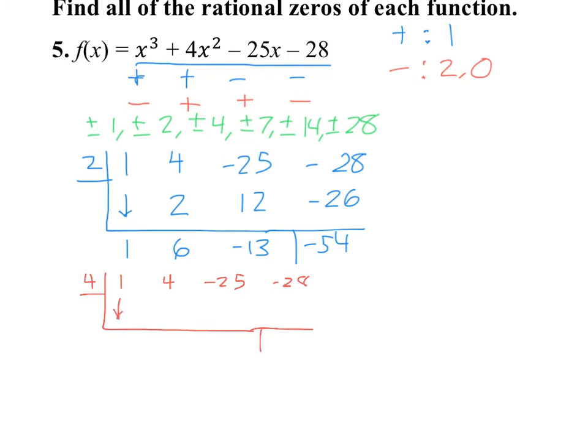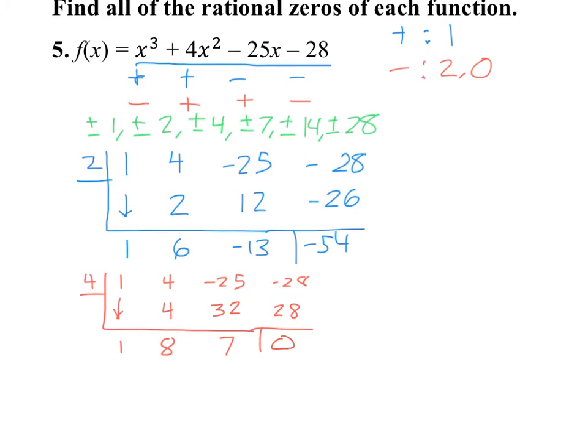Okay, bring down the 1. 4 times 1 is 4. 4 plus 4 is 8. 8 times 4 is 32. Then we get 7, and it looks like this is going to work. Our remainder is 0. And now we could write the depressed polynomial.